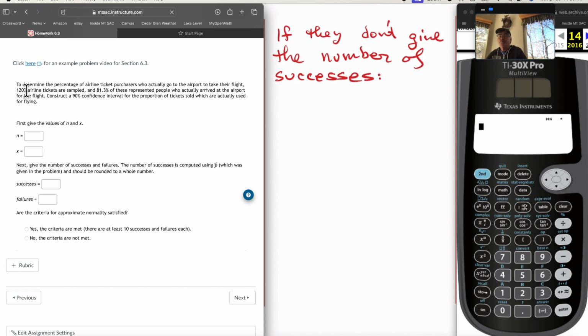All right, so let's just read this problem real quick here. It says, to determine the percentage of airline ticket purchasers who actually go to the airport to take their flight, 1,202 airline tickets are sampled, and of those, 81.3% of these represent people who actually came to take the flight. So what they've done is, rather than tell you how many people, they just told you what percentage of the sample showed up. Percentage of a sample is a sample proportion, so they actually give the p-hat value.